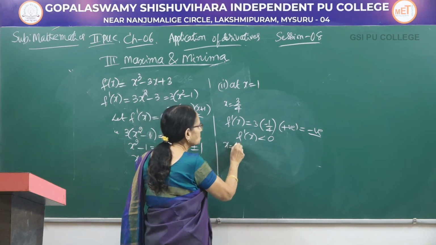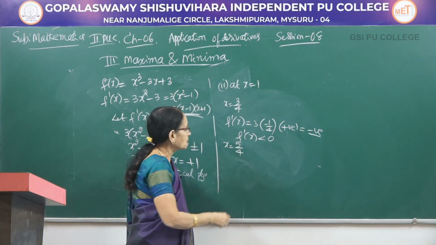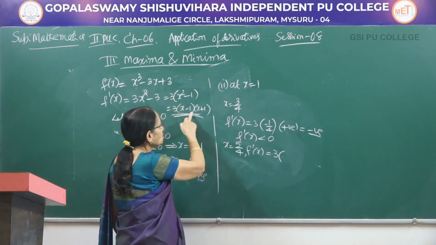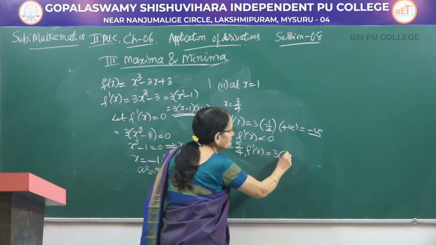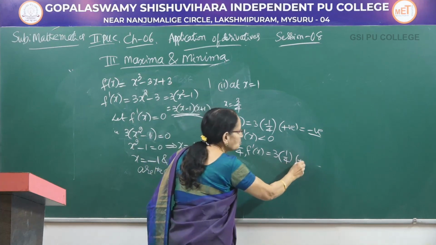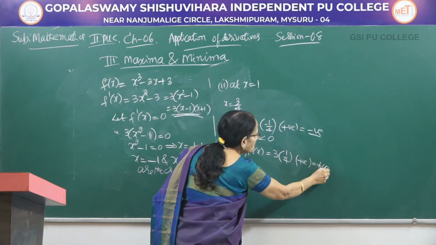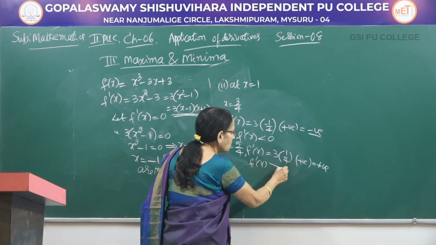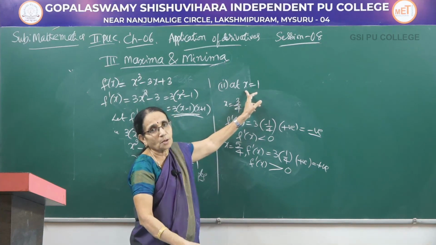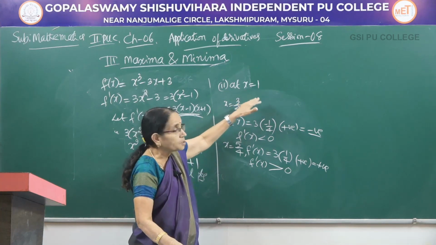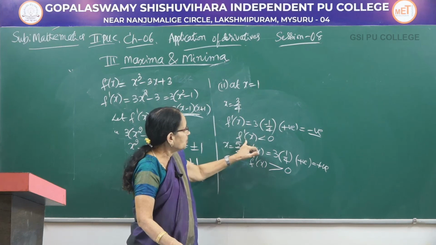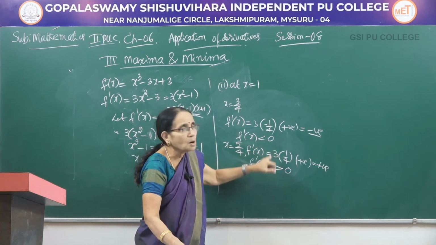Now, take a value slightly greater than 1, 5 by 4. Here f dash x is 3 into 5 by 4 minus 1. 1 and a quarter minus 1 is plus 1 by 4. And here, a positive plus positive would again be positive. Therefore, we are getting the first derivative to be a positive quantity. So, when does it happen? As x increases through 1, the first derivative is changing from negative to positive.